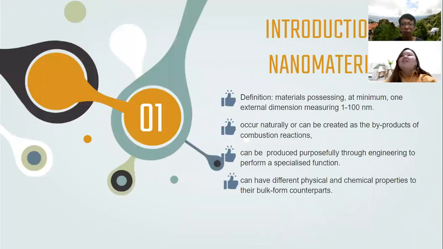Okay, now let's have some introduction to nanomaterials. Nanomaterials are materials possessing at minimum one dimension measuring 1 to 100 nanometers. They can occur naturally or can be created as a byproduct of combustion reactions. And they can be produced purposefully through engineering to perform a specialized function. They have different physical and chemical properties from their bulk counterparts. Next.